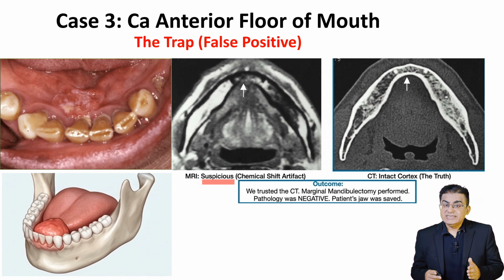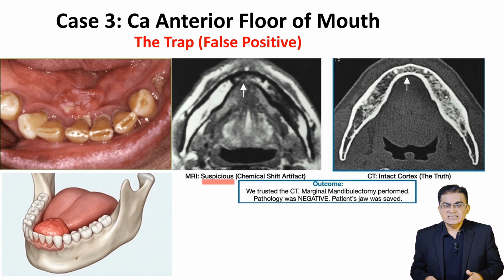How? The expensive modern MRI scan is screaming, the bone is invaded. Go ahead and do segmental mandibulectomy. But the basic CT scan is saying, relax, it's fine. Don't do segmental mandibulectomy, just do marginal mandibulectomy and save the mandible. Who do you trust?